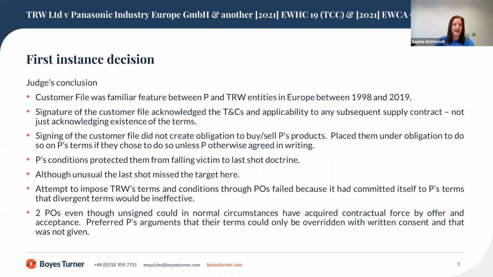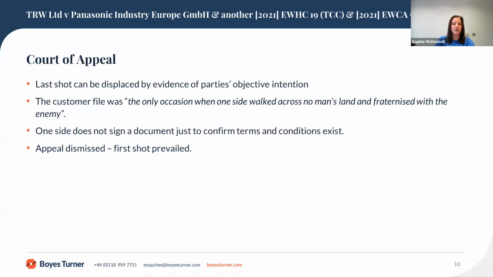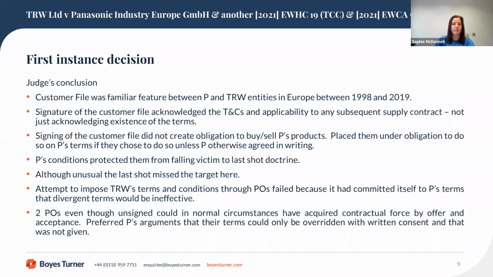In finding in favour of Panasonic, the judge concluded the following. The practice of signing the customer file accompanied by general conditions was a familiar feature between Panasonic and TRW entities in Europe between 1998 and 2019. Signature of the customer file acknowledged the terms and conditions and their applicability to any subsequent supply contract. He rejected the submission that the signature was only acknowledging the existence of the terms and not their applicability.